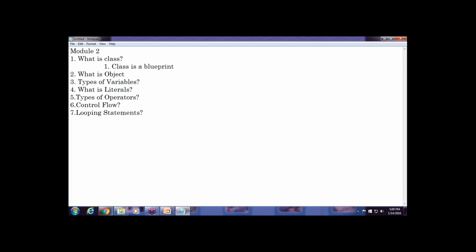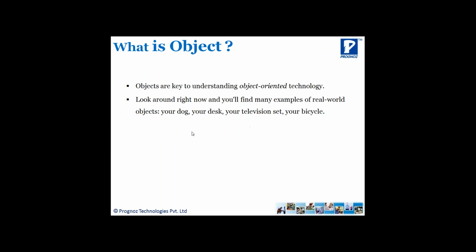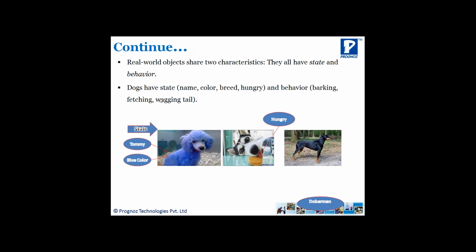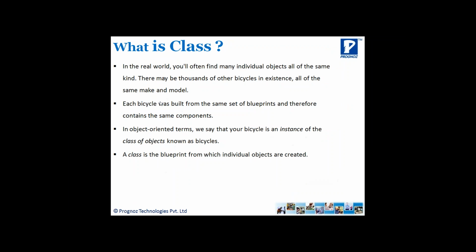For that, let us move to the slide. So what is a class? Let me move to the next slide. In the real world, there are thousands of things, here they mention a bicycle, which have the same make and model. To create this many bicycles we need one blueprint, as you can see here. It is a set of blueprints containing the same components, and using that blueprint I create n number of bicycles.